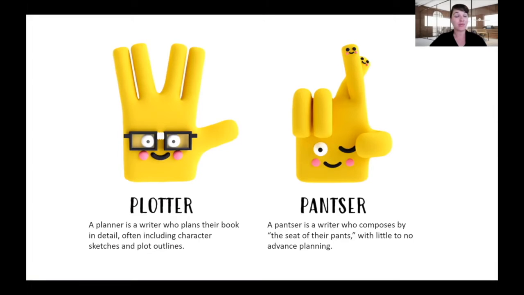There is an epic battle between plotters and pantsers. Plotters plan their book in detail, often including character sketches and plot outlines. A pantser composes by the seat of their pants, with little to no advanced planning. Most writers fall in the middle. The planner in you will gain confidence and momentum from creating and working from an outline. The pantser in you will delight when creative inspiration strikes as you type. In my experience, I think that planning leads to the confidence that's required to go pantsing.